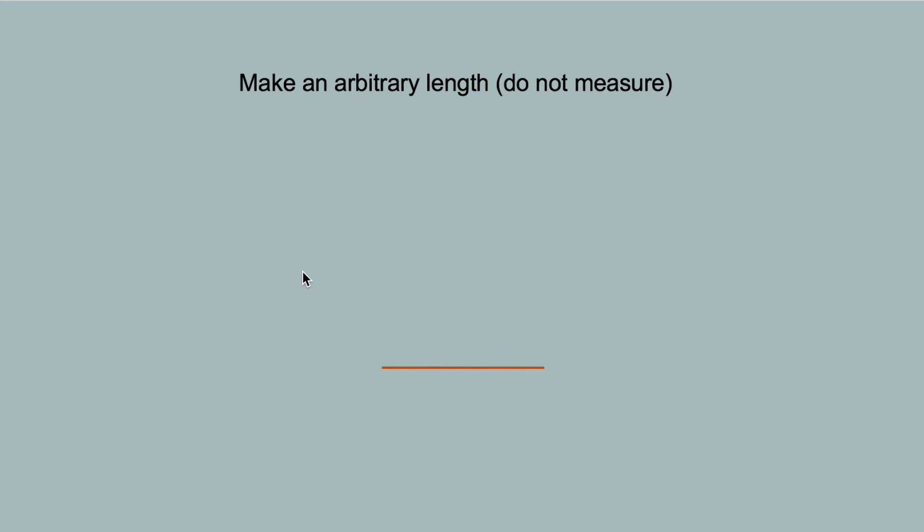So don't worry about the actual measurement. Just make a width. You know that if you make it really big, you're going to have a huge rectangle. If you make it really small, you're going to have a tiny one. So you just kind of guesstimate, you know, what's a good width.